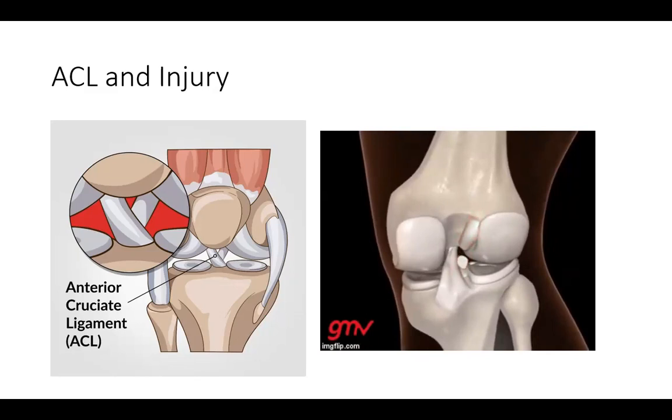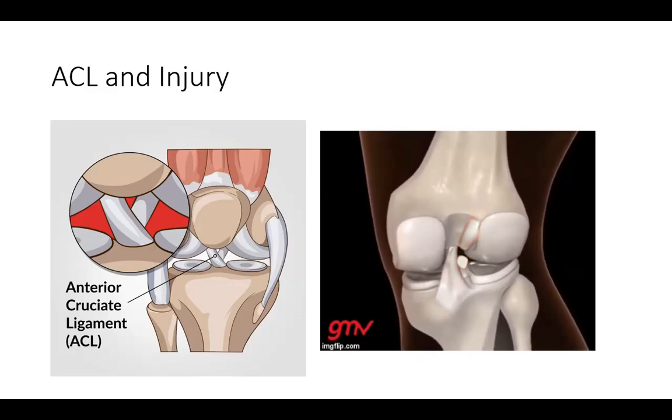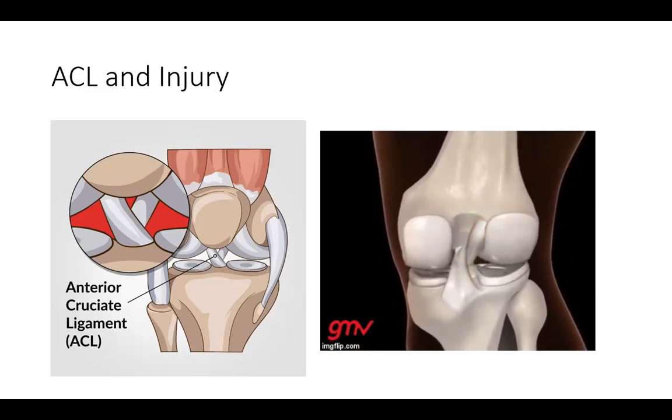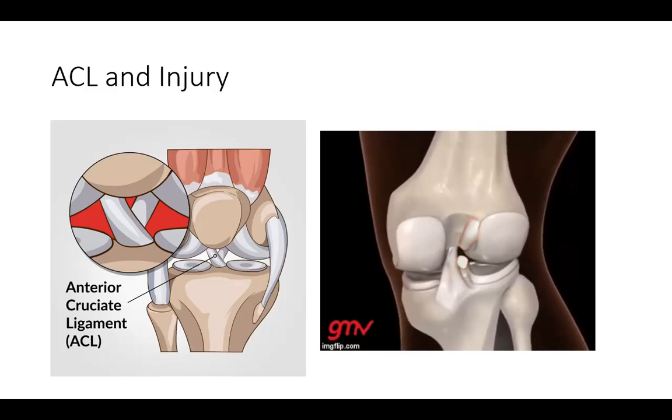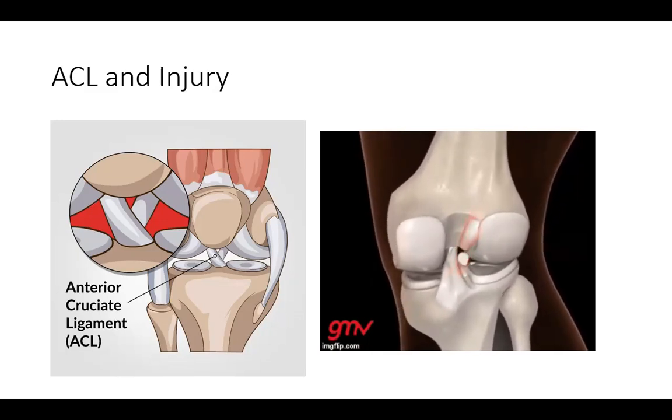And so we have this injury right there. Of course, you can see the meniscus and everything. But the tear you're seeing on the animation is your classic ACL tear right there.